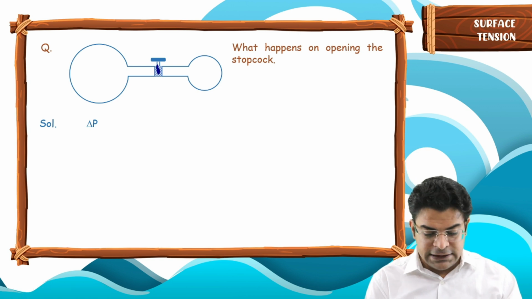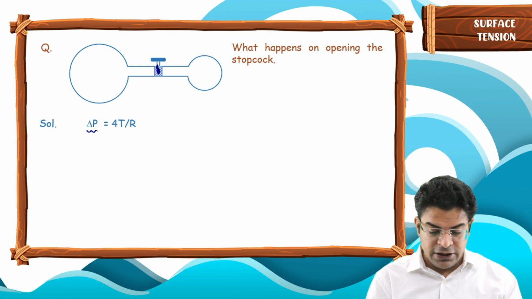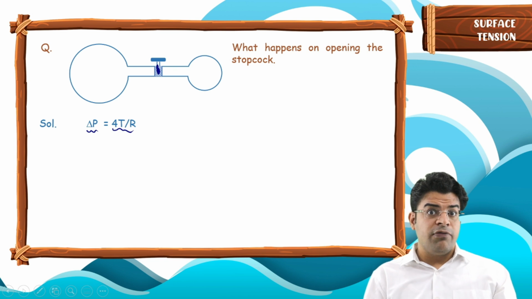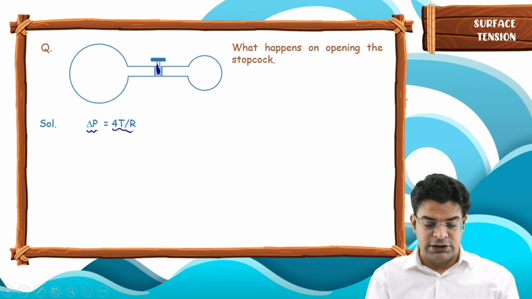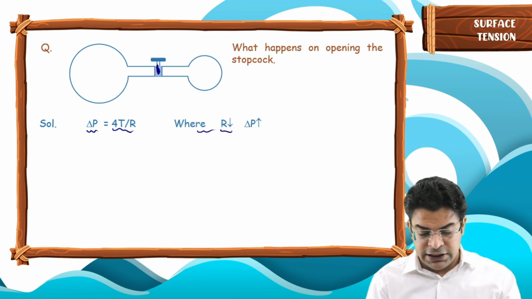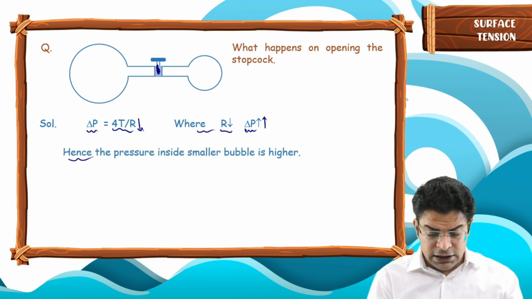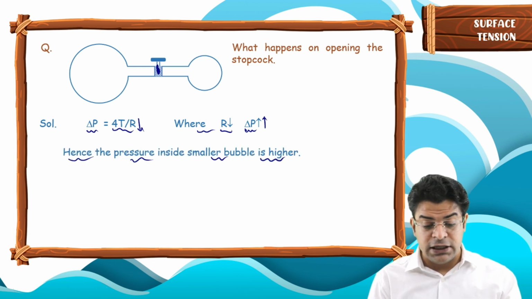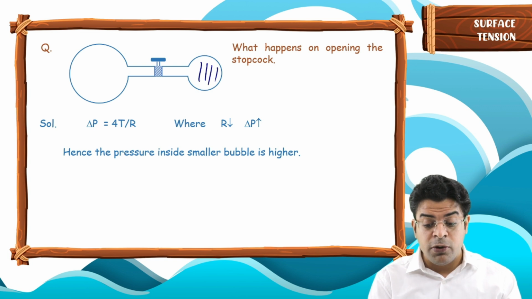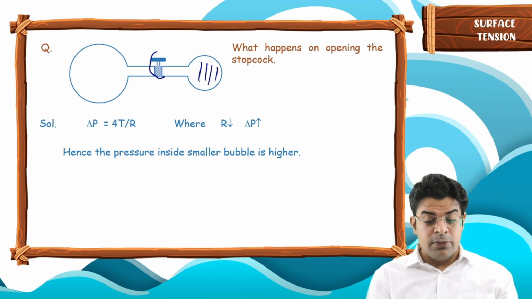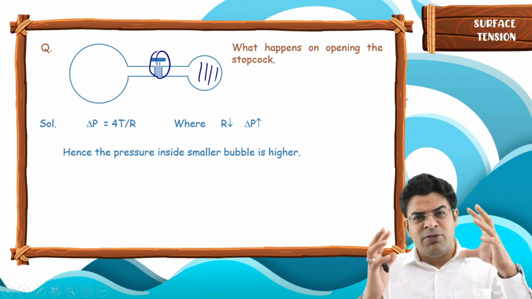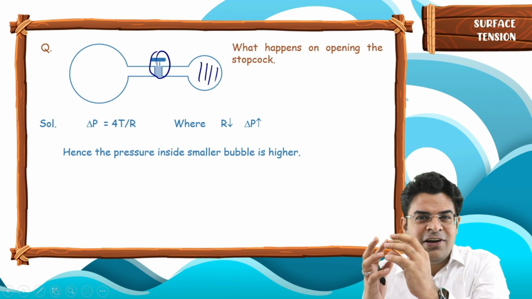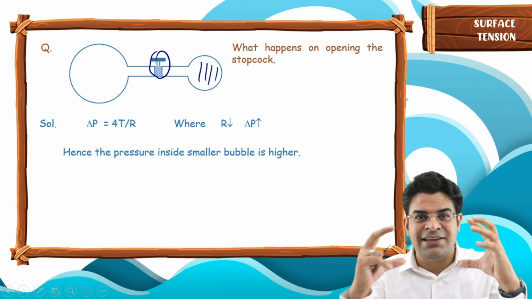We know that the excess pressure inside a bubble is given by 4T by R. So the one which has a smaller radius will have more excess pressure and hence more pressure inside. When radius decreases, the excess pressure increases. Hence the pressure inside the smaller bubble is higher. So when you open up this stopcock, our intuition tells us that the air must flow from the bigger bubble into the smaller bubble and hence both of them should attain the same size, right?